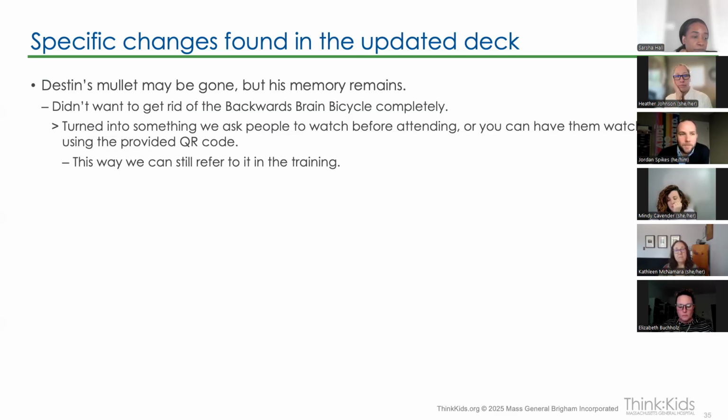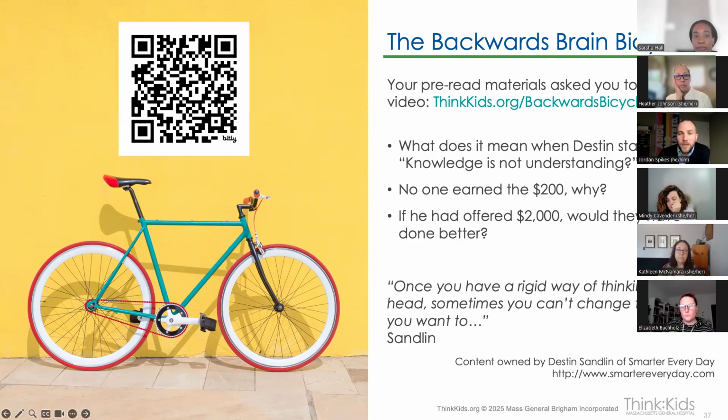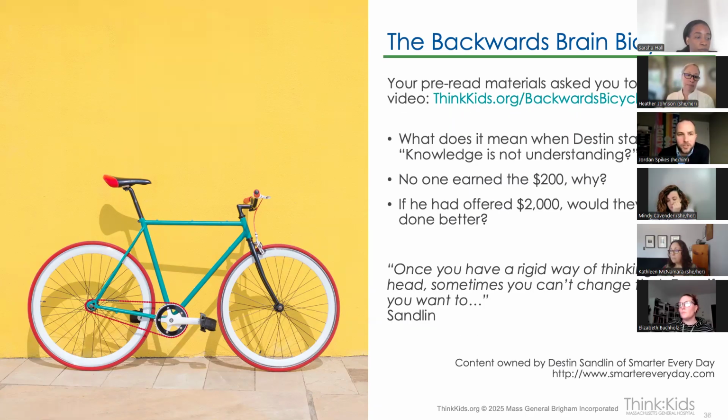And so we now have a pre-read, or an expectation that people watch the video before they attend the training, or we have a QR code for them to pull up and watch during the training. We just are not able to show it for them. That's just for legal purposes, since when we present, we can't use YouTube, things like that. So we still want to have the information about the backward bicycle present. We just are not showing it to them.